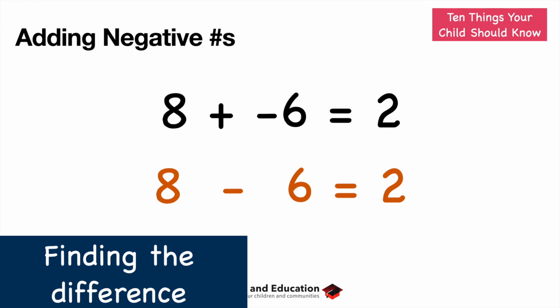So sometimes you're going to be in a situation where you're not going to have a number line. You're going to have to figure out the answer to some of these problems on your own. And this is one way to do it.